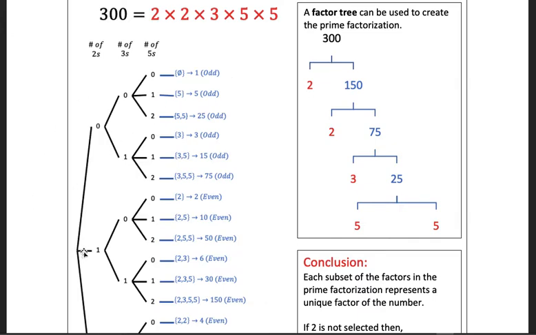But for all other selections, let's just take one route randomly. We select 1 two and 2 fives. That's the set illustrating what's been selected. Multiplying them together, 2 times 5 times 5 gives us 50. And that's an even number. So we're going to investigate how to find the total number of factors and the total number of even and odd factors. Let's start off with the total number of factors.